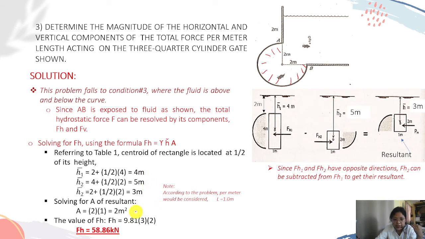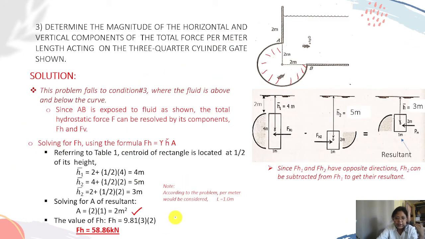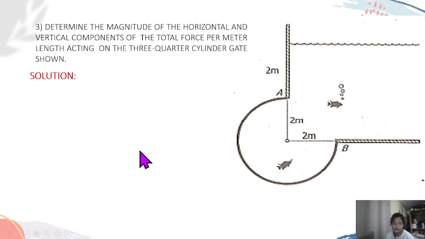Yan. And then, ito, hinimay-himay niya lang naman dito yung H1, H2. Tapos yung area, tinotal na niya. So, ibig sabihin, 4 by 1 minus 2 by 1. So, kaya naging 2 square meter. Parang ganun rin naman yung ginawa natin, di ba? And, yan, per meter would be considered L is equal to 1 meter. So, pag binanggit yung per meter, alam niyo na. That is 1 meter. Okay, so tapos tayo sa hydrostatic force na horizontal. So tapos na tayo kay horizontal, no?